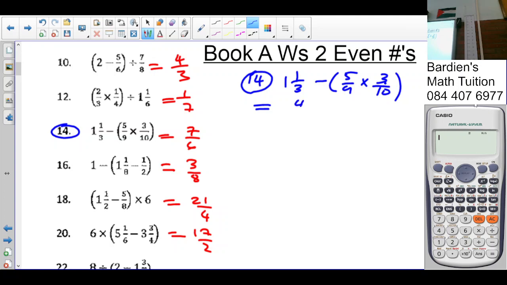4 over 3, which is correct, minus 1 over 3 times 1 over 3. Right, so what you did was you cancel. 5 goes into 5 once, 5 going into 10 twice, 3 going into 3 once, 3 going into 9 twice. So that's how you got 1 over 3 and 1 over 2. Correct? Right. Then what did you write? Then I made 4 over 3 minus 2 over 6.